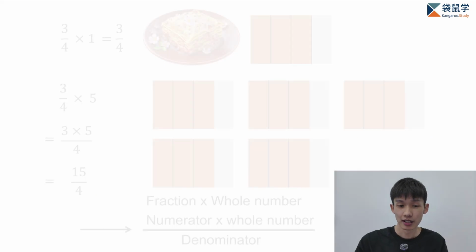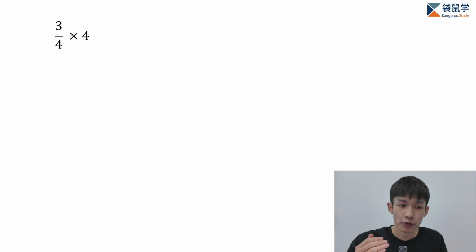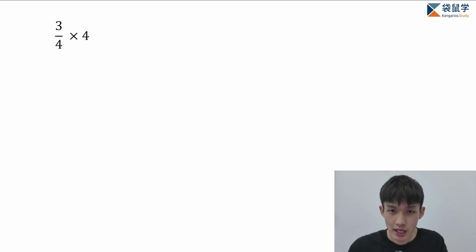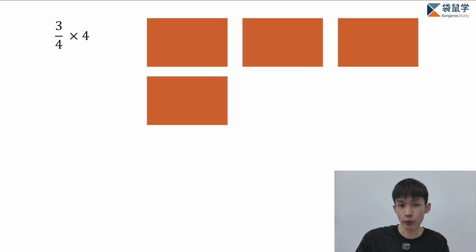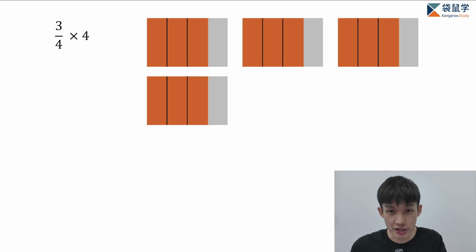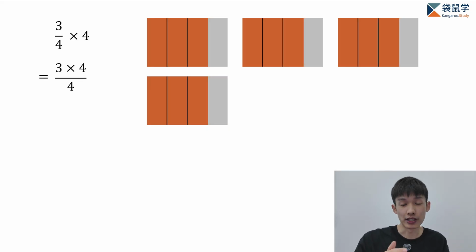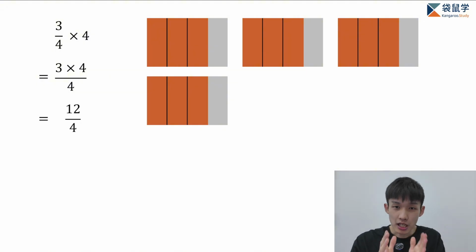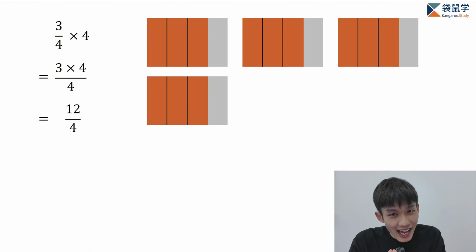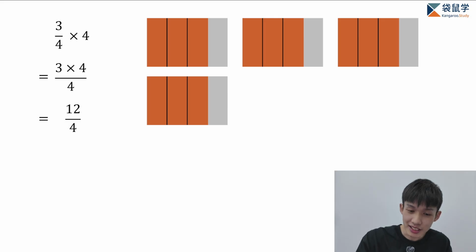And moving on. But we have a special case, for example, 3/4 times 4. Now in this case, we have 4 lasagnas, we cut into 4 and we take 3 for each. The numerator should be 3 times 4 and the denominator should be just 4, giving us 12/4. But some of you may already visualize that this actually equals 3 lasagnas. How is it 3?